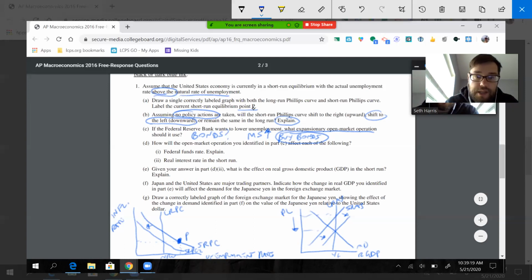Let's go to part D. Okay, how will the open market operation you identified in part C affect each of the following? Federal funds rate, explain, and then real interest rate in the short run. And there's no explanation for that one. So let's think about the money market graph and then the loanable funds graph. And part two is actually interesting to think about because you could sort of make an argument the other way. But all right, federal funds rate.